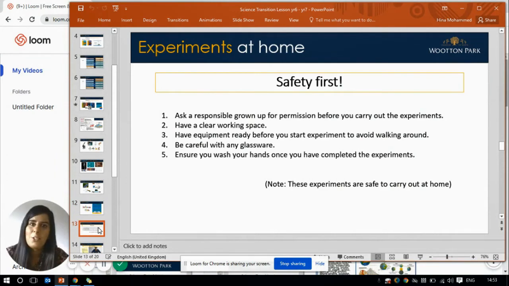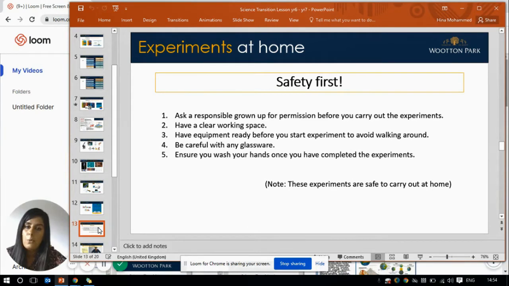Right, so now it's time for you to carry out some experiments at home. Before we carry out this experiment, we need to think about safety first. You need to ask a responsible grown-up for permission before you carry out these experiments, because some of these involve chemical reactions, and also you're using resources around the house, so please make sure you do ask for permission.